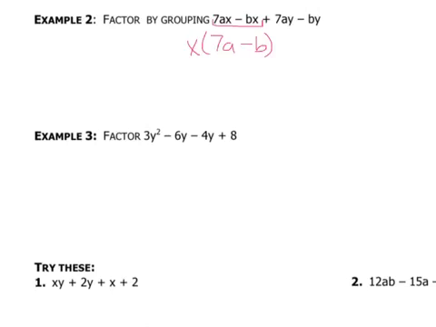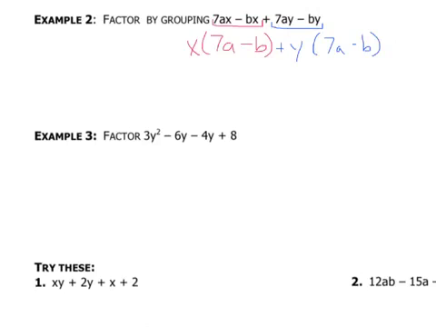Then I group the last 2 terms. So I have 7ay minus by. So what does 7ay and negative by have in common? Just a y. Is it positive or negative? Positive, that's important. So now I have a plus y. If I divide a y out of 7ay, I'm left with 7a. If I divide a y out of negative by, I'm left with minus b.